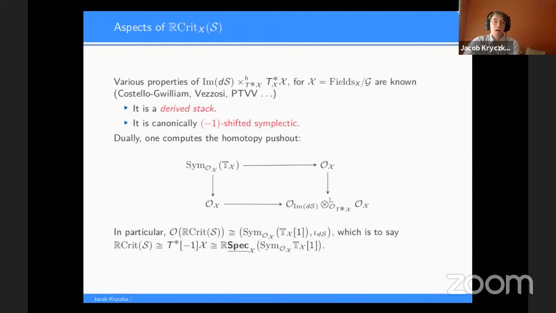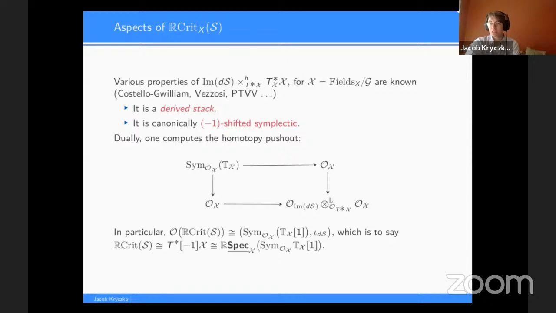So this so-called derived critical locus that one arrives at by considering this has been studied by various people. It's well known that in general, it is described in terms of a mathematical gadget called a derived stack. And it is canonically -1 shifted symplectic. So this means it just carries a symplectic form with a particular cohomological degree.